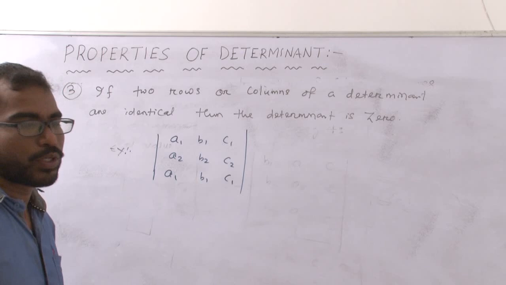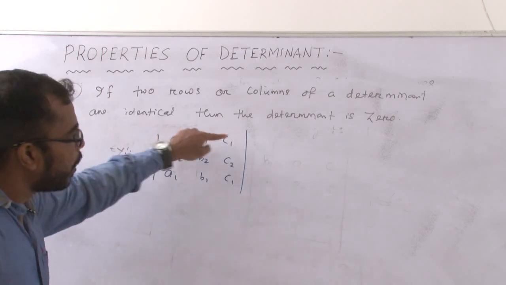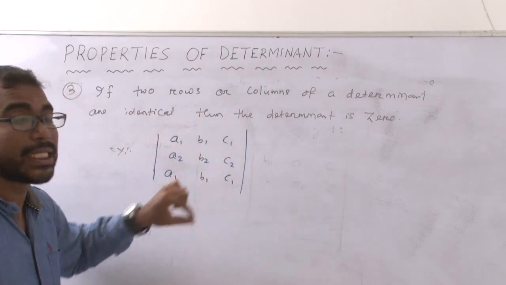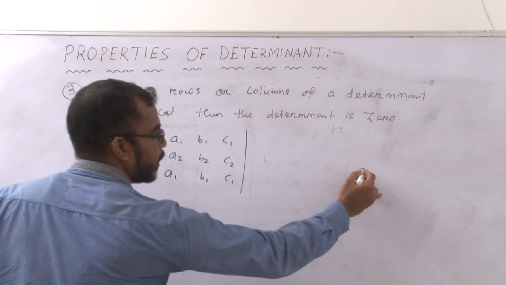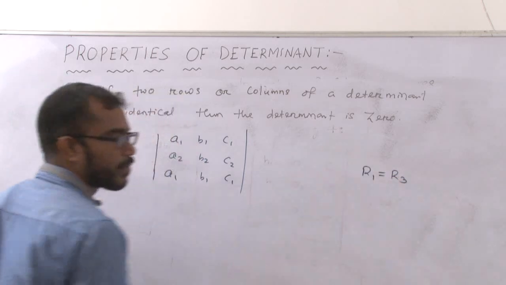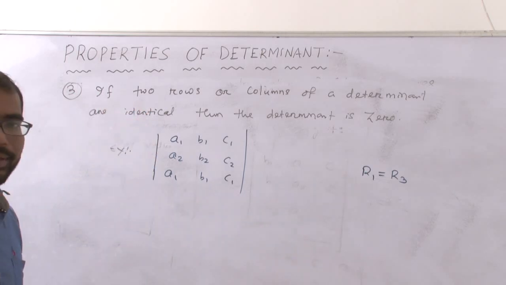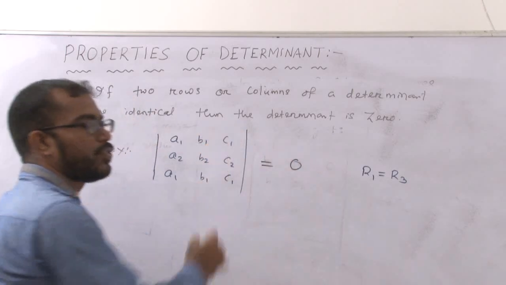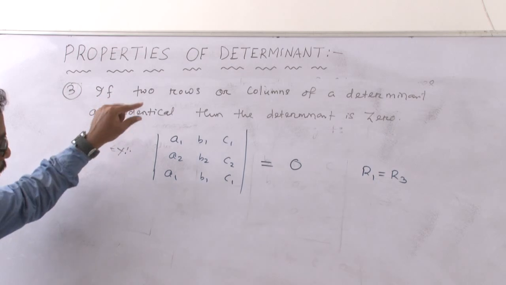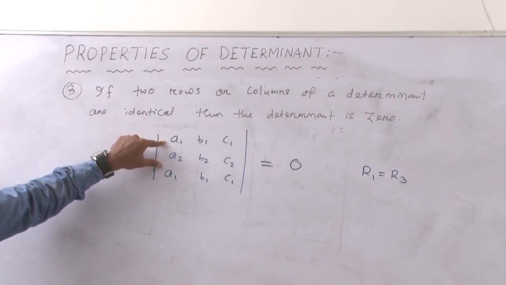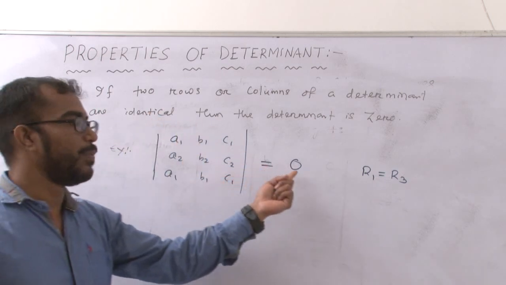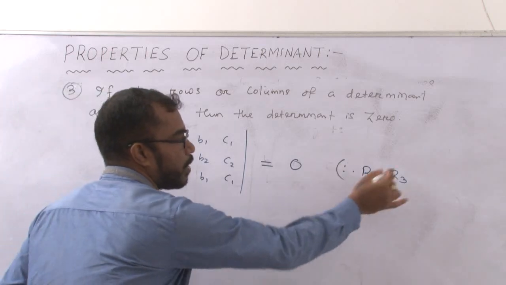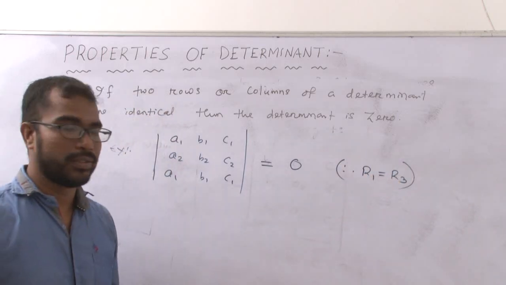In this example, you see the elements of R1 are also equal to the values of R3. So here you can write R1 is equal to R3 because the values are the same. So we can directly write 0 according to property 3. If two rows or any two columns are identical, then the determinant will be 0. The reason is R1 and R3 are equal.